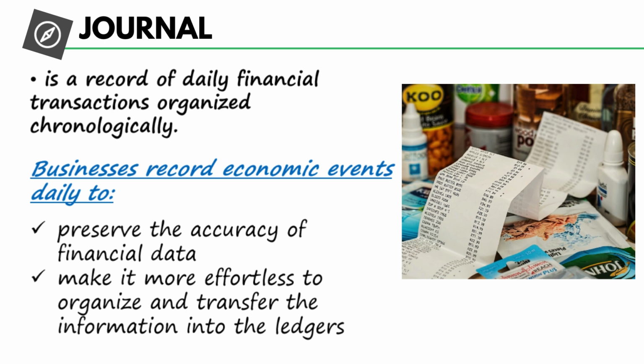Let's now focus on journal. The journal is a record of the business's transactions in chronological order using the principle of debit and credit. It is where a valid transaction is recorded for the first time, hence a journal is also referred to as the book of original entry. Businesses record economic events daily to preserve the accuracy of financial data and make it more effortless to organize and transfer the information into the ledgers.